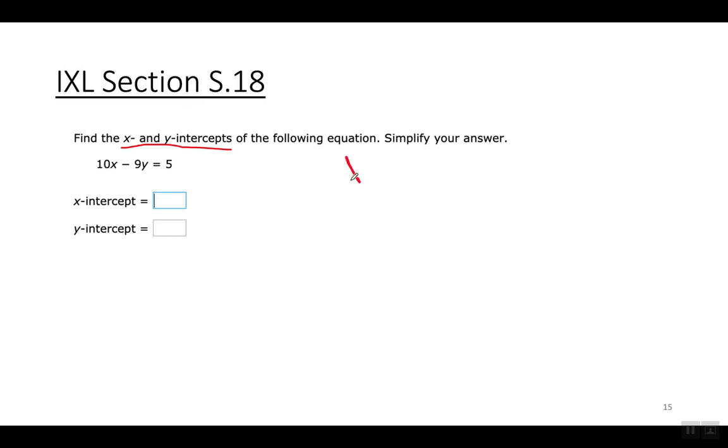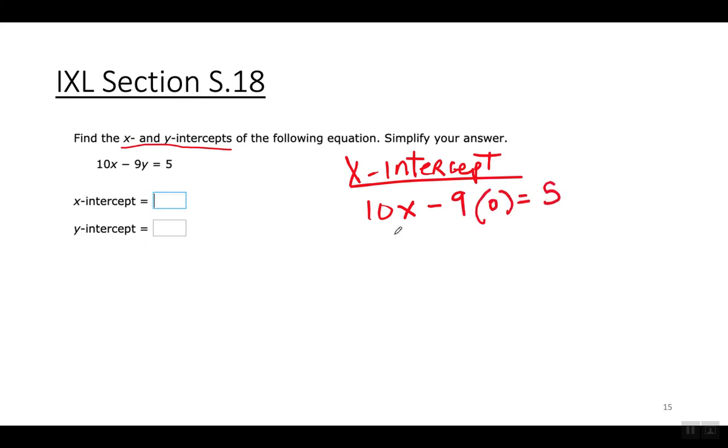So to find the X-intercept, I'm going to make Y equal to 0 and solve for X. All right, so 10X is going to equal 5. So X equals 5 over 10. And X equals 1/2 when I simplify it.